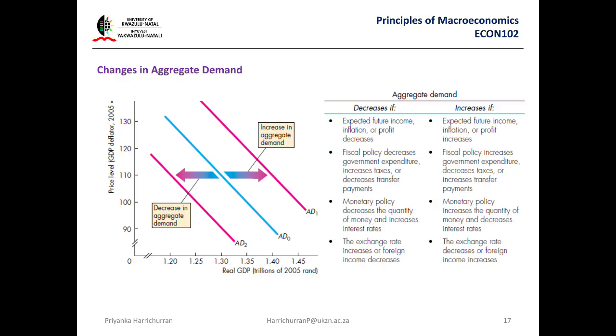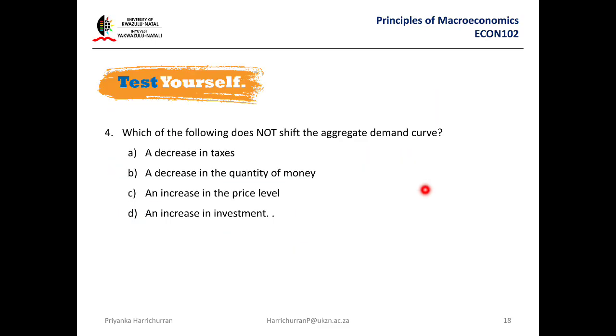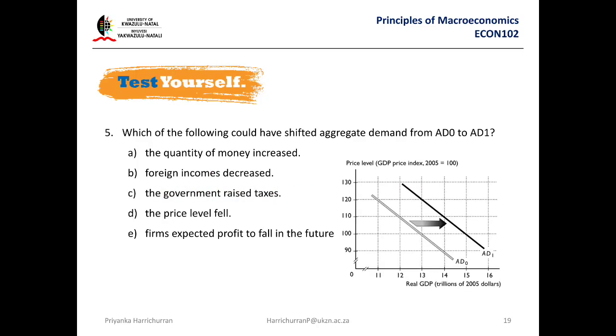So all these shifts. Which of the following does not shift aggregate demand? Increase in price level, because that's the y-axis obviously. Which of the following has shifted the demand curve? Let's see. There we go. A, the quantity of money increased. More people got more money, now they're increasing demand.